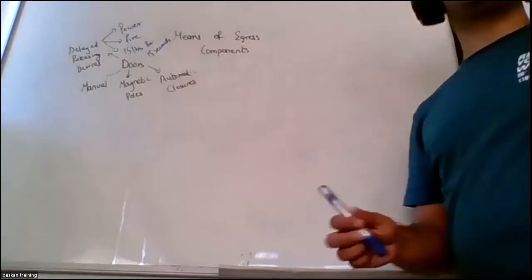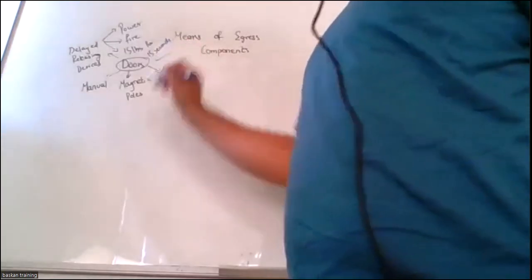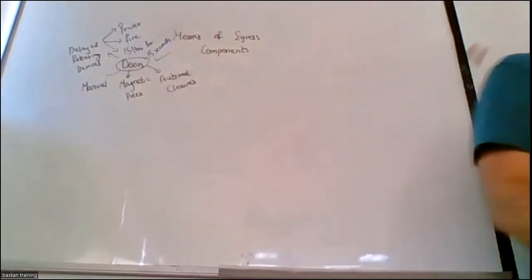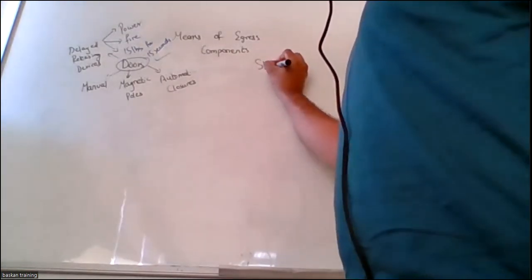Doors are considered as means of egress by NFPA 101. Whenever we say a component is a means of egress, it means it can be used as a means of escape. We use doors to escape from the occupancy. The second means of egress component is stairways, stairs.